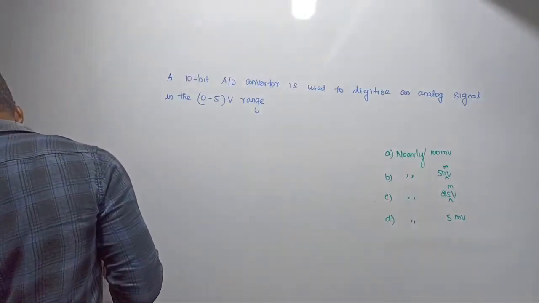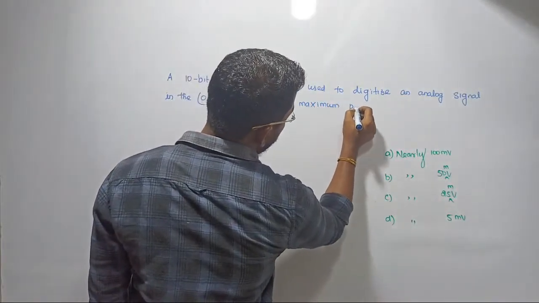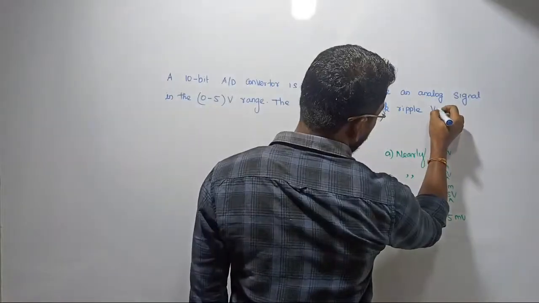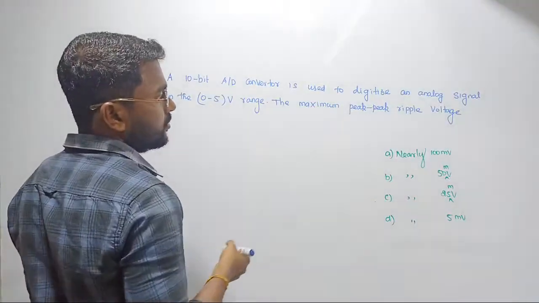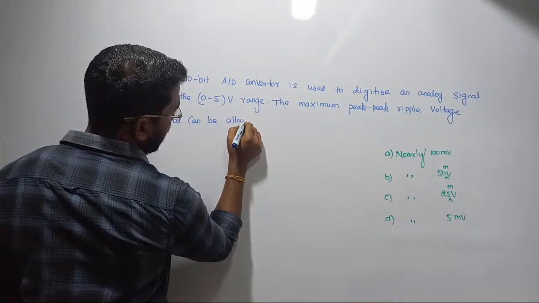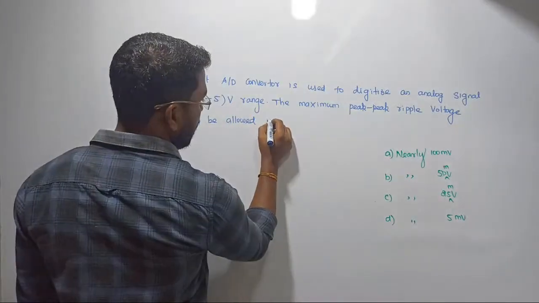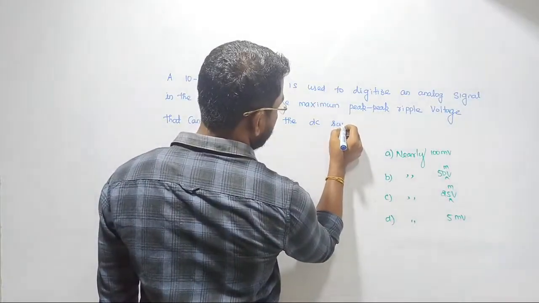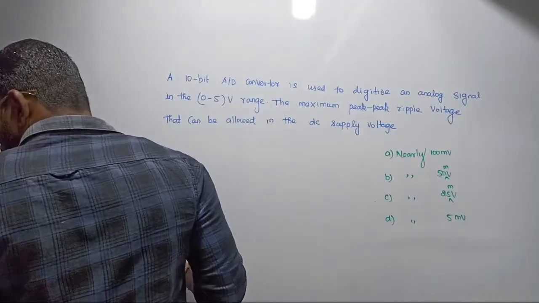The maximum peak to peak ripple voltage that can be allowed in the DC supply voltage is, right? Just observe, the maximum peak to peak ripple voltage that can be allowed in the DC supply voltage. And they have given 4 options.